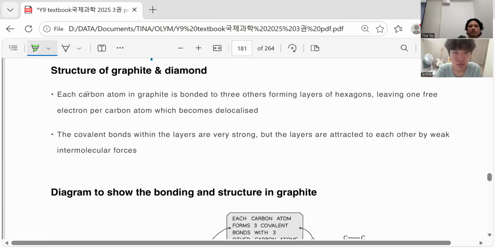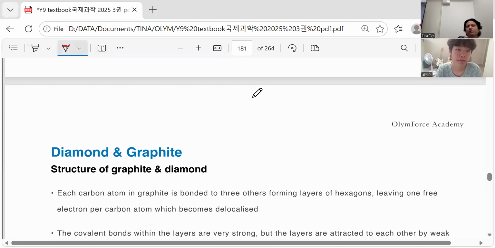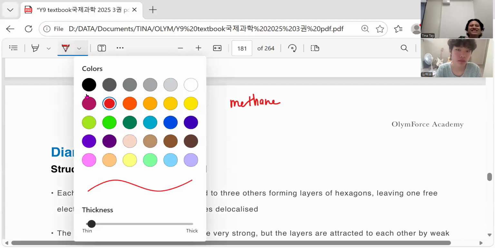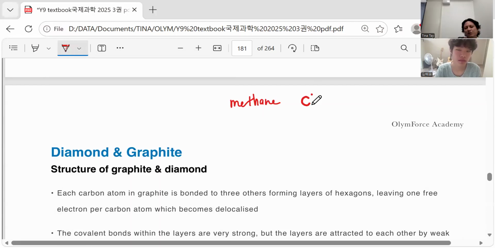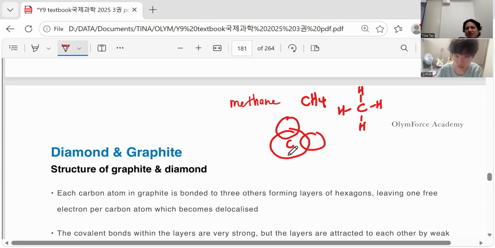Do you remember what methane is? We learned this last week. Never mind. So methane is CH4, right? So CH4 is like this. Remember we taught you how to draw this? Carbon obviously has four bonds, and it is bonded to hydrogen. Each hydrogen has one bond. So carbon has four bonds, hydrogen has one bond each.